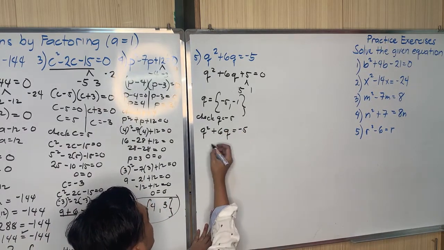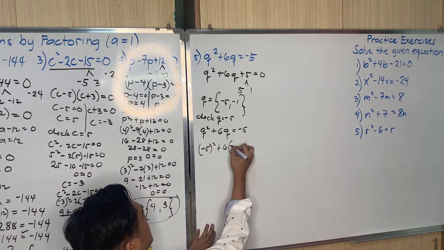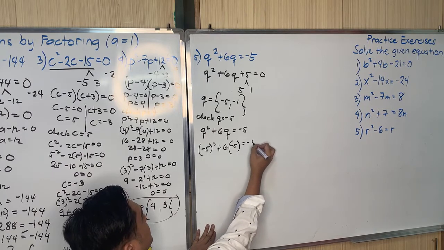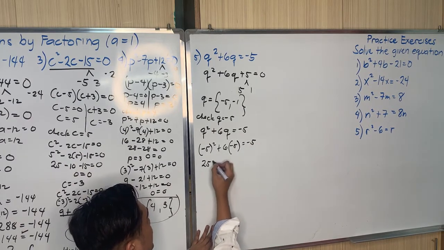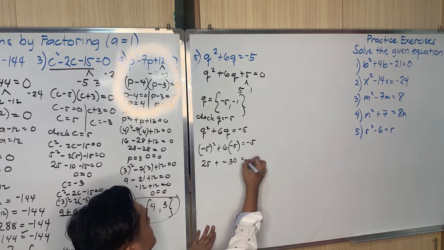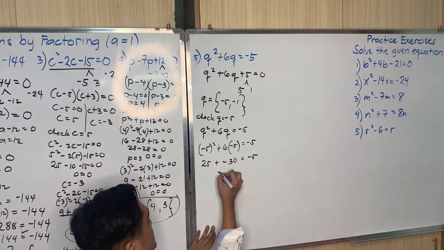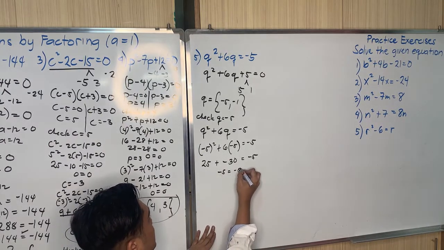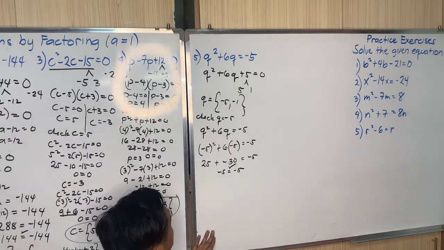Ito. So, negative 5 squared plus 6 times negative 5 is equal to negative 5. So, magiging 25 plus negative 30 is equal to negative 5. 25 plus negative 30 is negative 5, equal to negative 5. Therefore, negative 5 satisfies the equation.